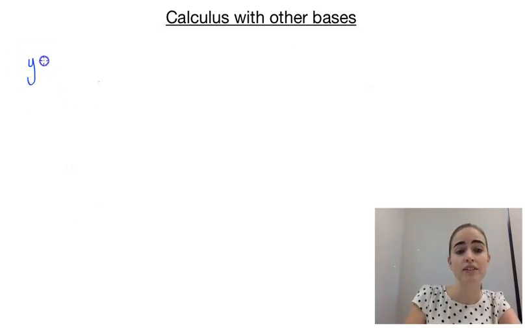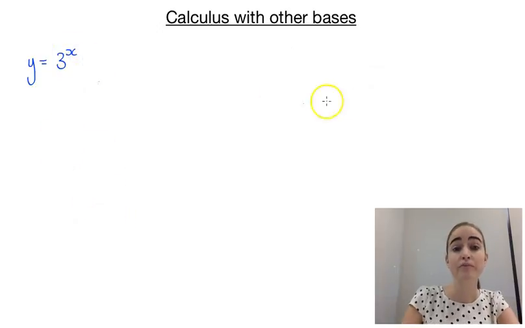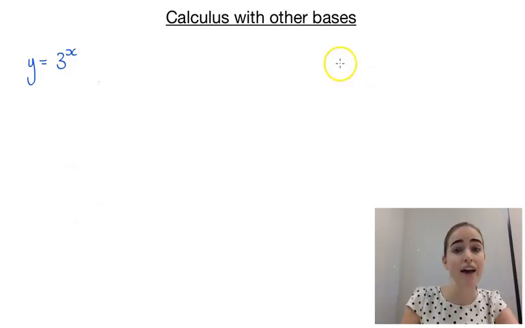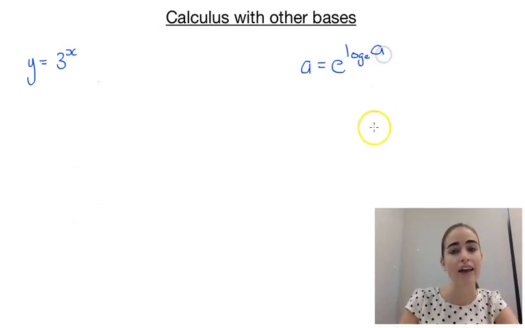All right, let's have a look now at an exponential question. Say we were asked to differentiate y equals 3 to the power of x. We've been differentiating e to the power of x, and we know that it differentiates to itself, but 3 to the power of x is different because of that different base. The rule that we're going to use for this one isn't on your formula sheet, you just need to know it. We can write a as e to the power of log to the base e of a. Because we've got e to the power of log to the base e of something, this will just simplify down to give us that a.